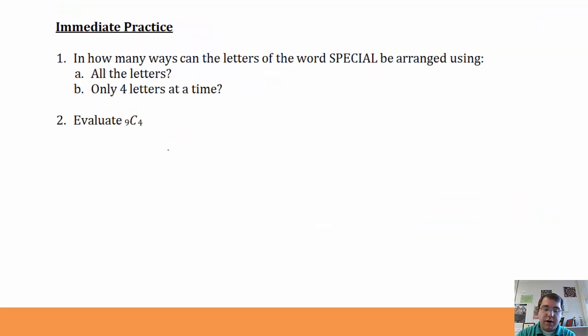Here are your immediate practice problems. Number 1, in how many ways can the letters of the word special be arranged, using all the letters or using only 4 letters at a time? Since we are arranging them, those are permutations. Number 2, evaluate the combinations of 9 things taken 4 at a time. Just apply the formula. That is the end of sections 15.6 and 15.7.